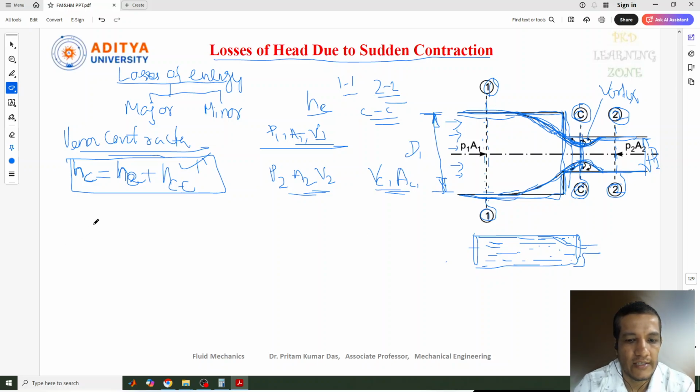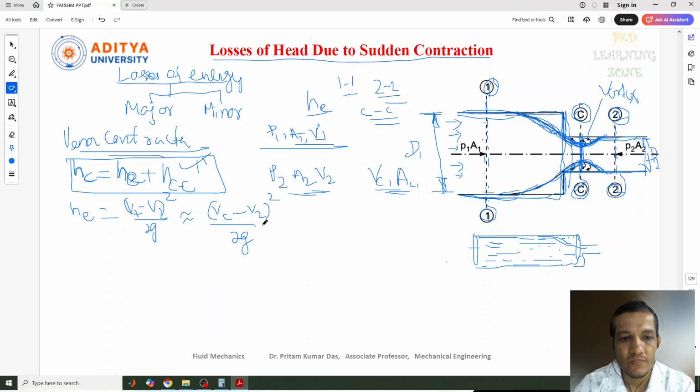So next we need to consider here, we can write the HC. To find out the HC, first we need to identify the HE. HE we know is (V1 minus V2) by 2G, this whole square. This one we got in the previous derivation. Now we need to consider a section HC from the vena contracta to section 2. So that means we can write (VC minus V2) square divided by 2G.